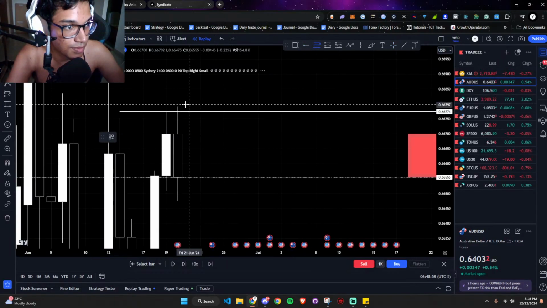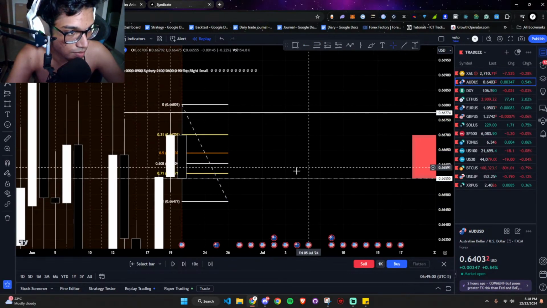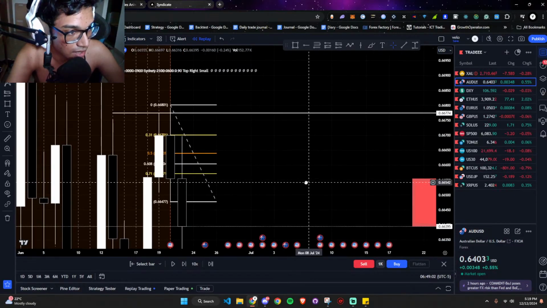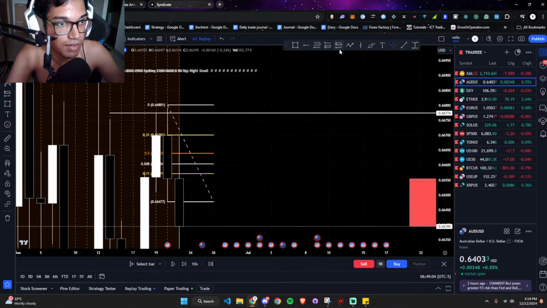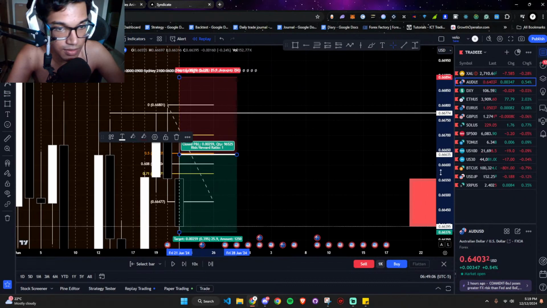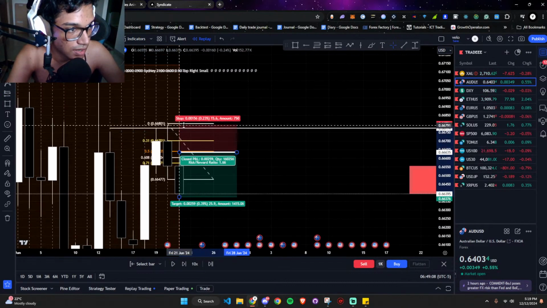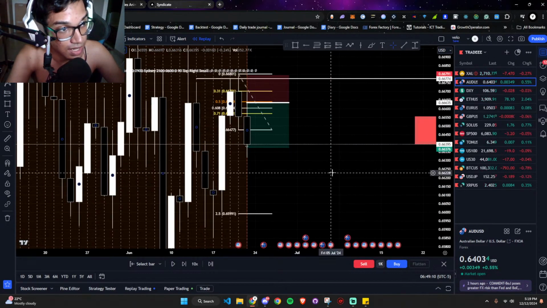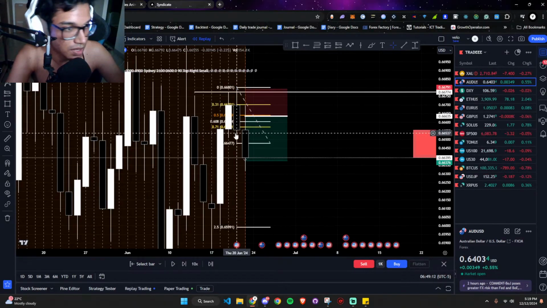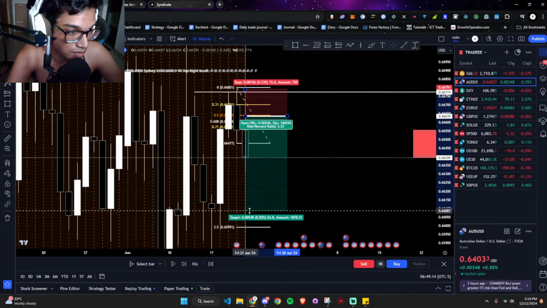So you see over here, you have this candle right here. So the next candle, boom, 0.5. It's rejecting 0.5. So if I sell from here and target the previous candle's low, which in this case would be this one, but let's target up to here.